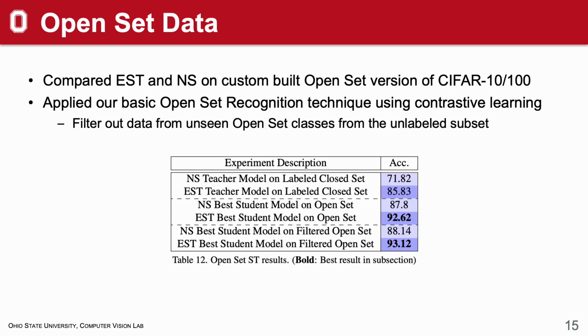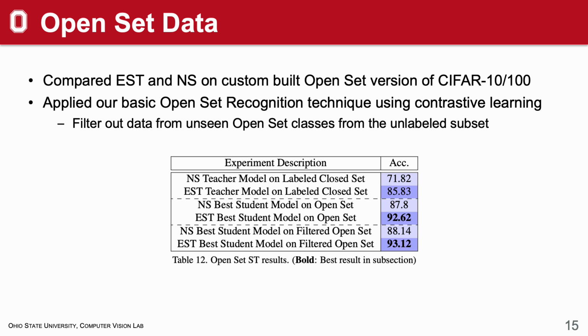In a real-world training scenario, the unlabeled dataset might contain unseen examples in the training data, which were never seen in the labeled subset. We tested our enhanced self-training approach and the noisy student approach on such a custom-built open-set version of CIFAR, where we used the 10 classes from CIFAR-10 as the known classes and the 100 classes from CIFAR-100 as the unseen classes. We test both the approaches out of the box and also by applying an open-set recognition technique using contrastive learning to separate the feature spaces of the known examples from the unseen examples.